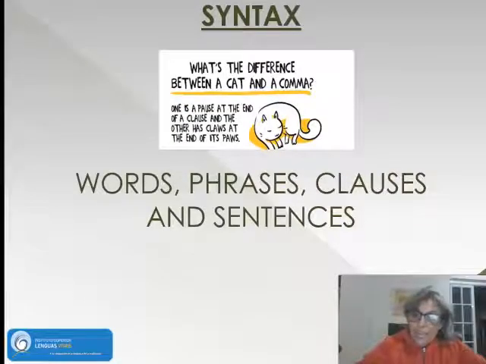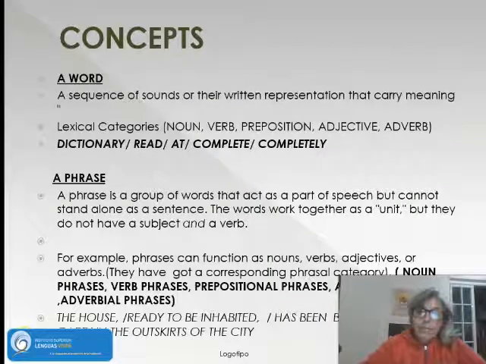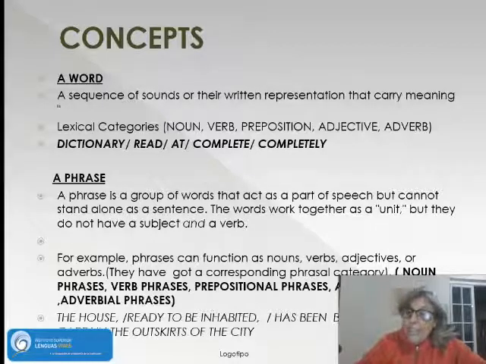Hello everyone, we are starting a new unit about syntax. The goal of syntax is to describe the relationship between words. So we are going to see the difference between a word, a phrase, a clause, and a sentence.